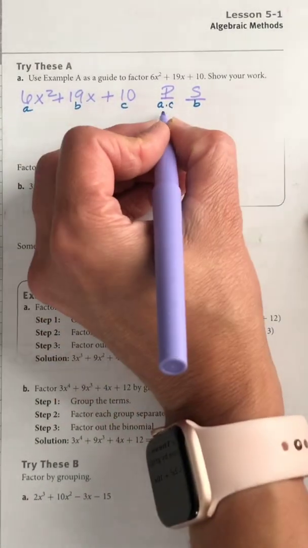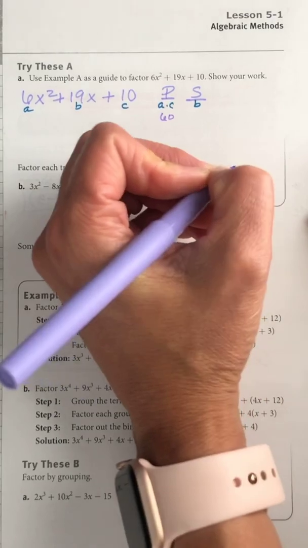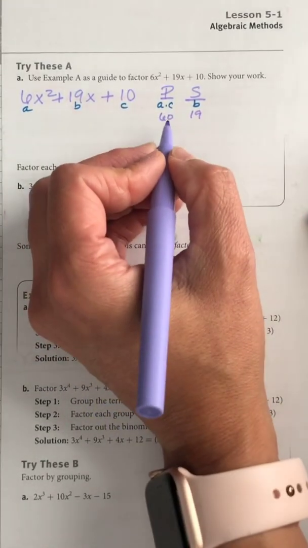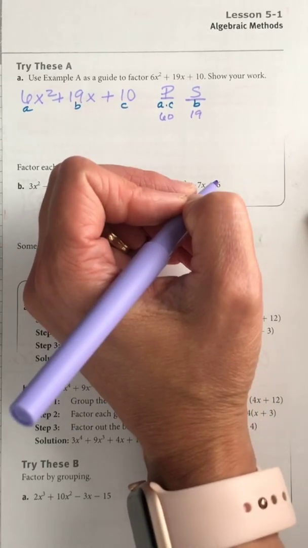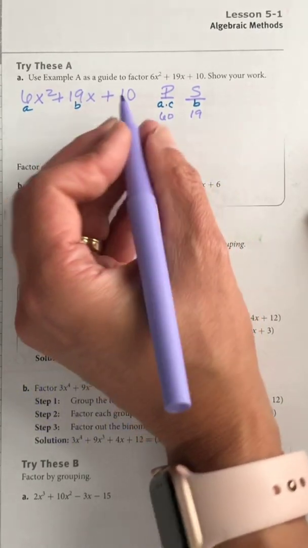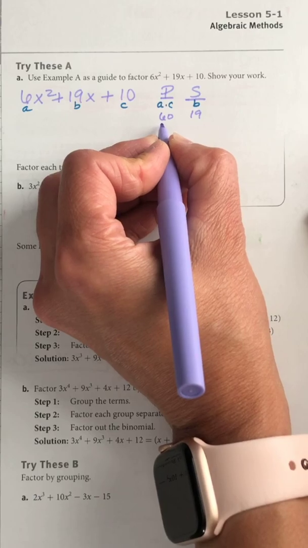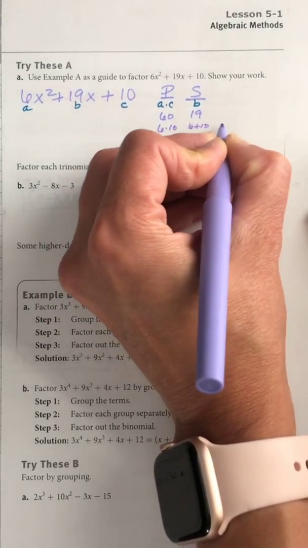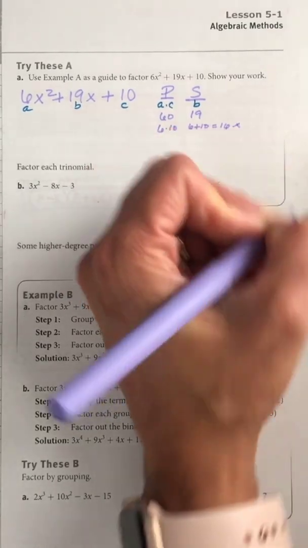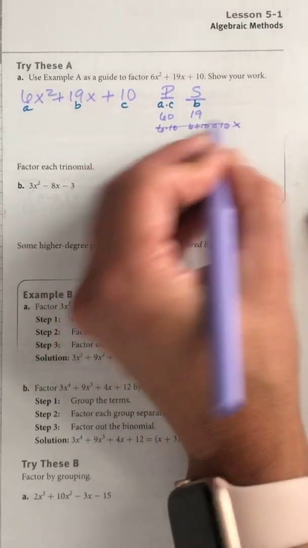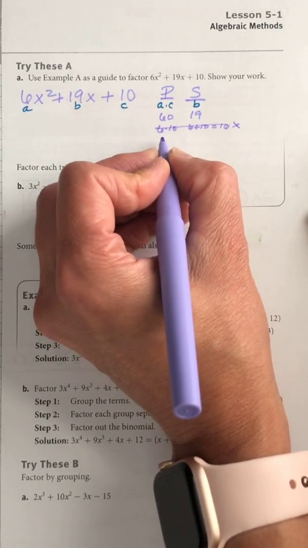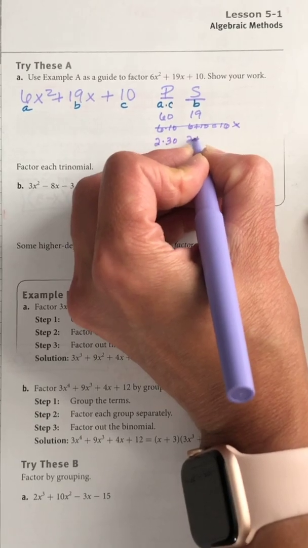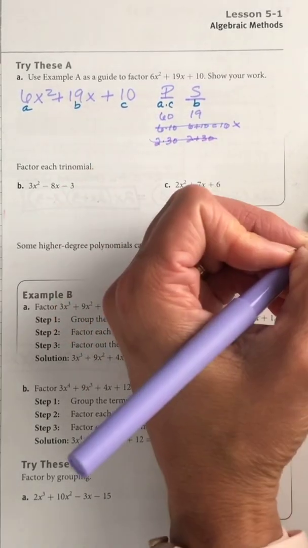A times C, 6 times 10 would be 60, and it's got to add up to 19. Okay, two numbers that multiply to 60 and add up to 19. Well, I know that 60 is obviously 6 times 10, but 6 plus 10 adds up to 16. That's not it. Nope. Okay. Let's see. If I divided 60 by 2, it would be 2 times 30, but that's going to be 2 plus 30. That's going to be 32. That's not going to work.